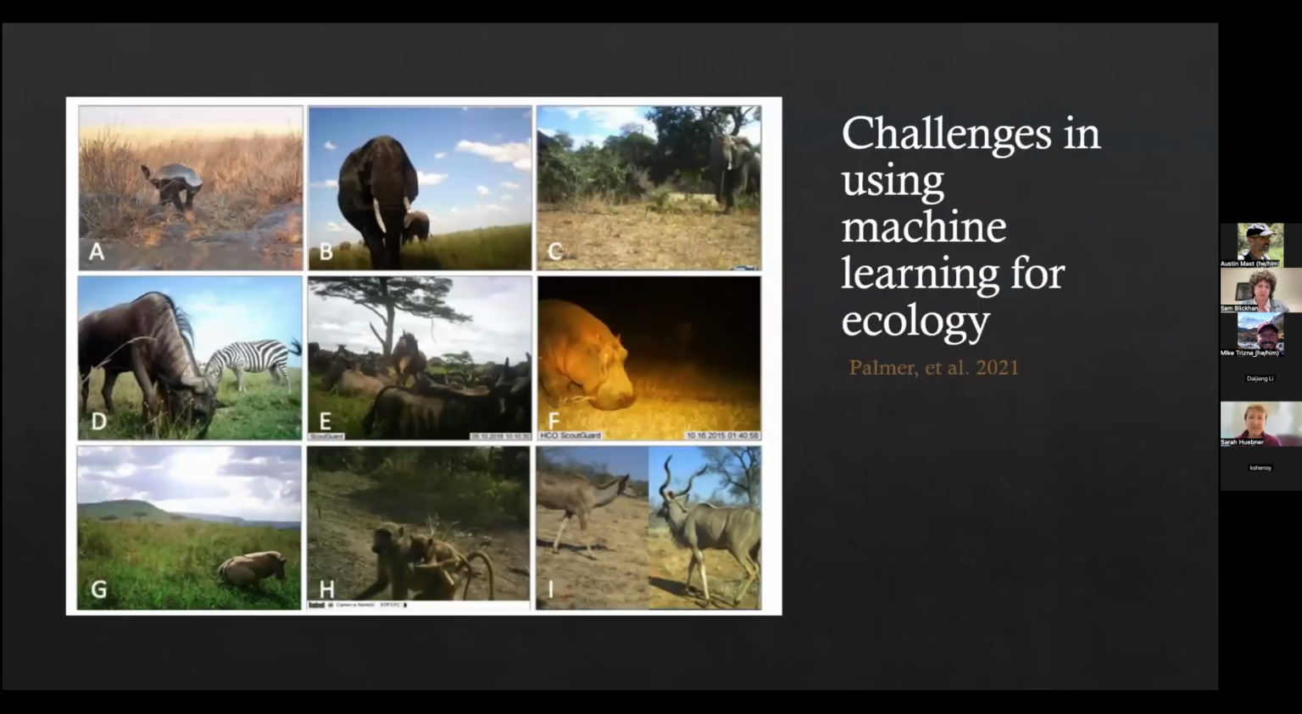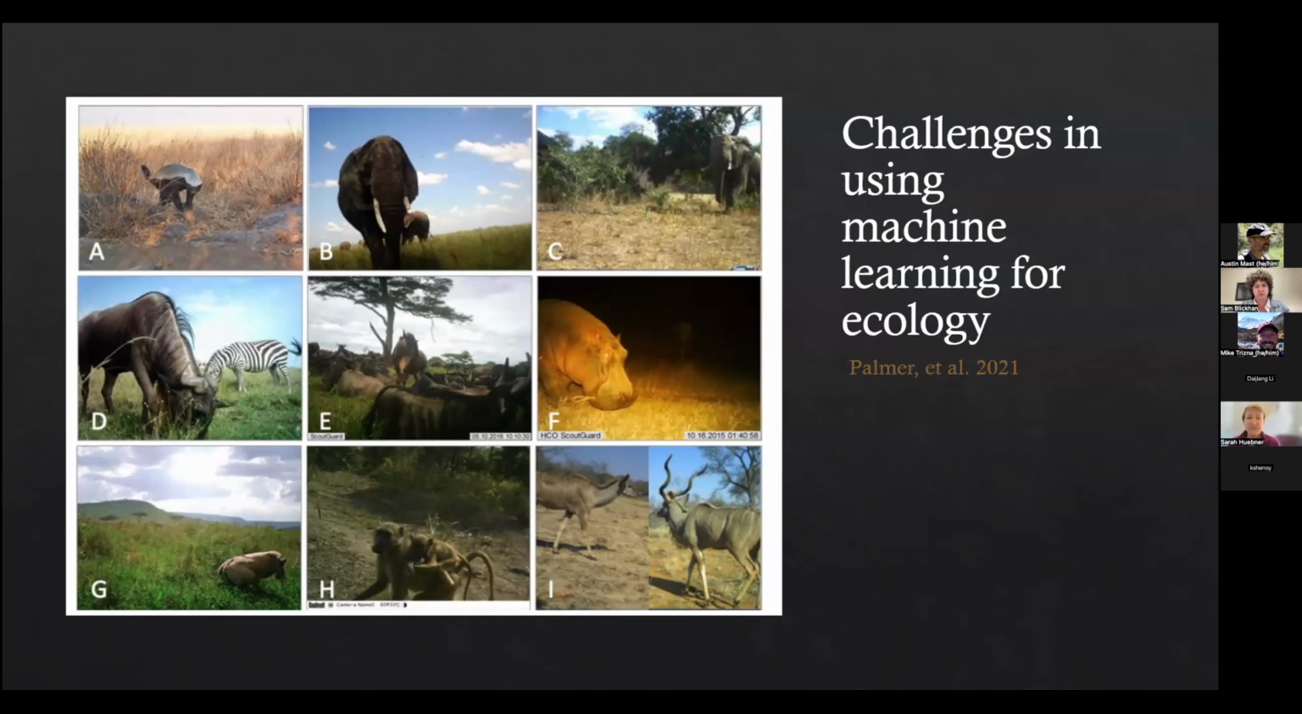To date, Snapshot Safari is one of only a few conservation projects actively using AI within our data processing pipelines, and that's because there are a number of issues that make it difficult. This figure is taken from a paper we published on combining citizen science and AI.